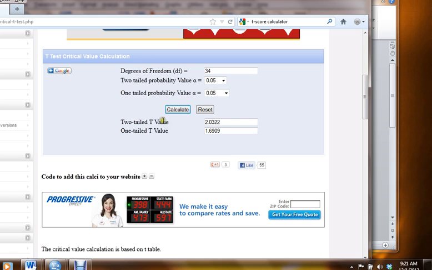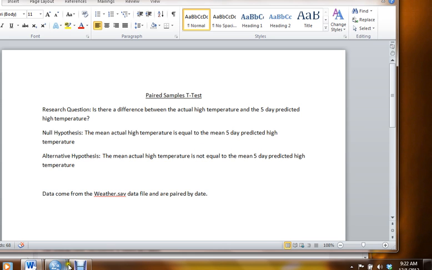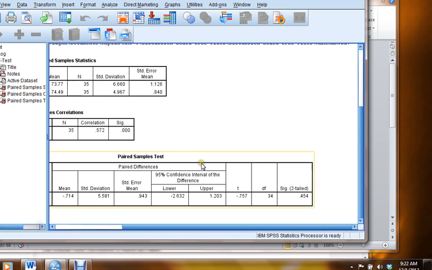And what this says is that the two-tailed t-value would be 2.0322. Well, because it's two-tailed, that would be plus or minus 2.0322, and you would need a t-value bigger than that on the positive side or smaller than that on the negative side. So our t-value cutoff is 2.0322, and if we look back at our SPSS window, we see that our t-value was minus 0.757. So that's not less than -2.03, and it's not greater than the positive 2.03 value that we needed from the calculator. It's in between those two cutoff scores, and therefore it's in the fail to reject region.